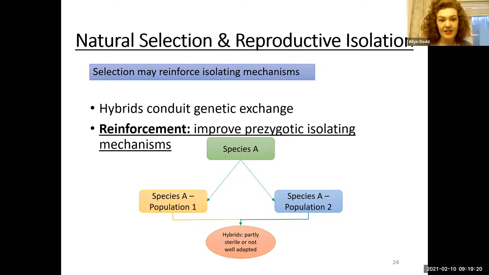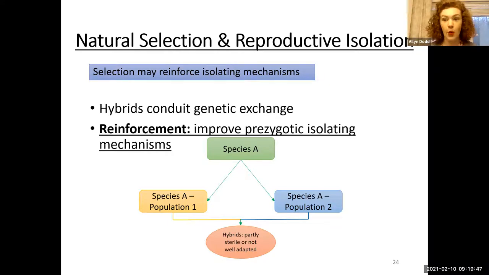And in that case, you'll have a process called reinforcement happening. Reinforcement is a process where essentially it's reinforcing the isolation. That's how you can remember it. Reinforcement is a process where selection improves prezygotic isolating mechanisms.